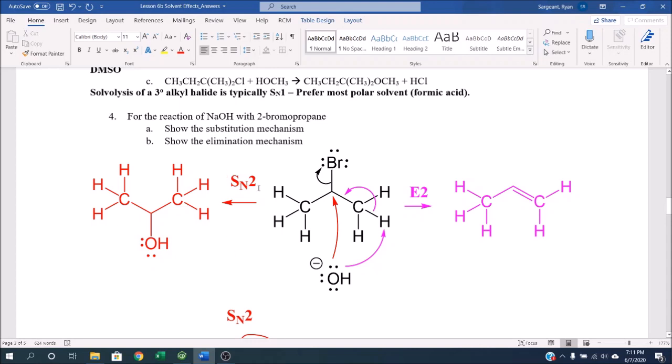Substitution, S, and elimination, E, are the two major mechanistic pathways that we see in organic chemistry. And in fact, you'll recognize them if you go on to take biochemistry. There's a whole bunch of biochemical reactions that essentially involve either substitution or elimination.